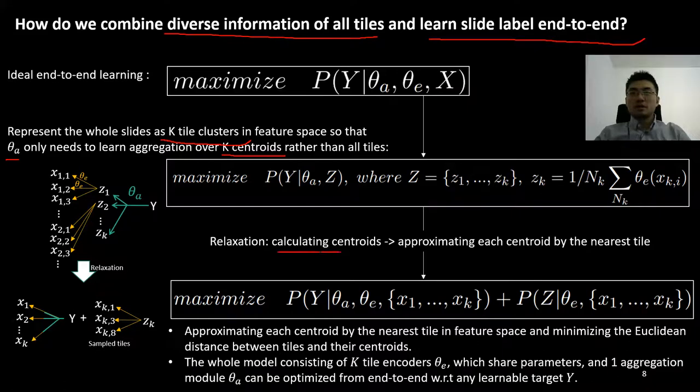But calculating the centroids by averaging the features is still a very large computing graph. So we further relax this problem by instead approximating each centroid by the nearest tile in feature space, so that we have k approximation tiles, and we feed these k tiles through the integrated model and output the slide label. This in the end is a very small model. On the other hand, we also want to push the tiles in feature space towards their corresponding centroids to ensure that our approximation is good.